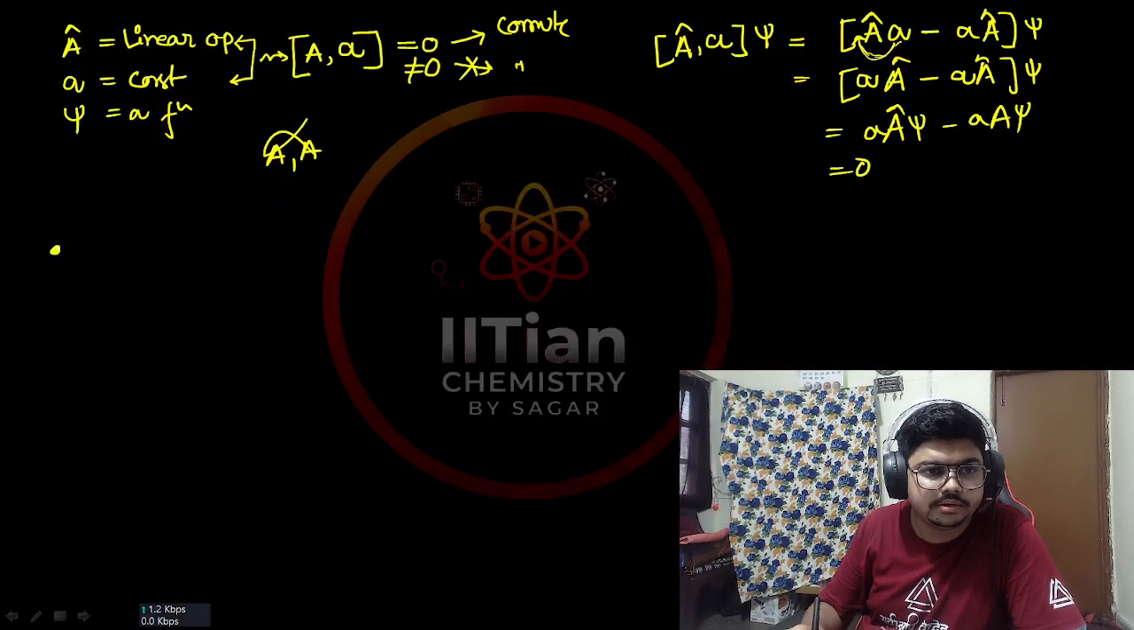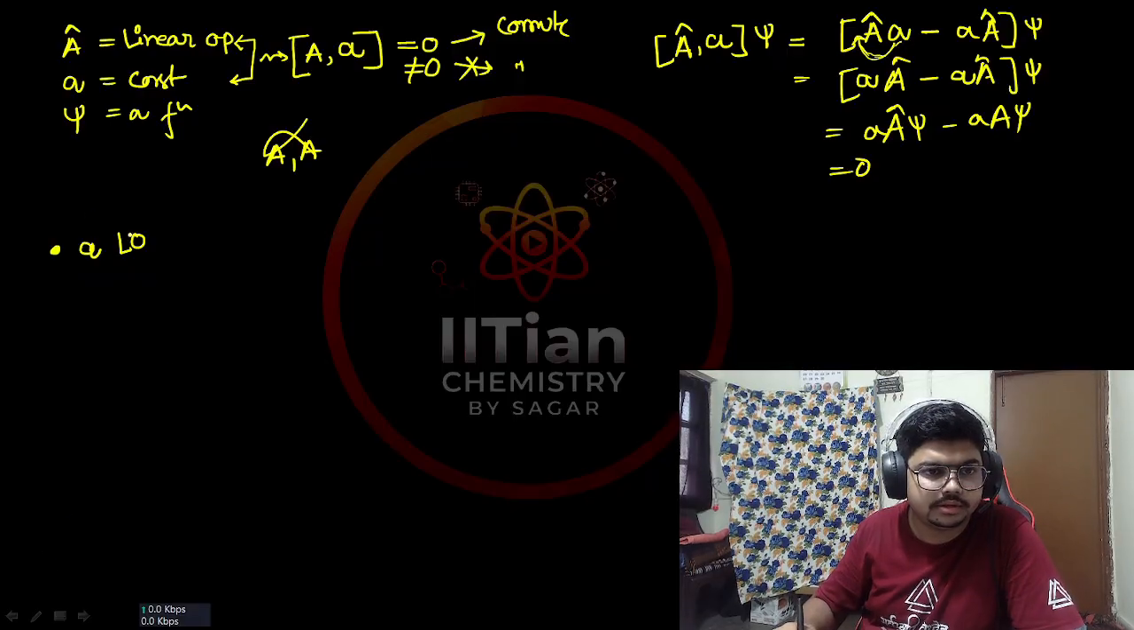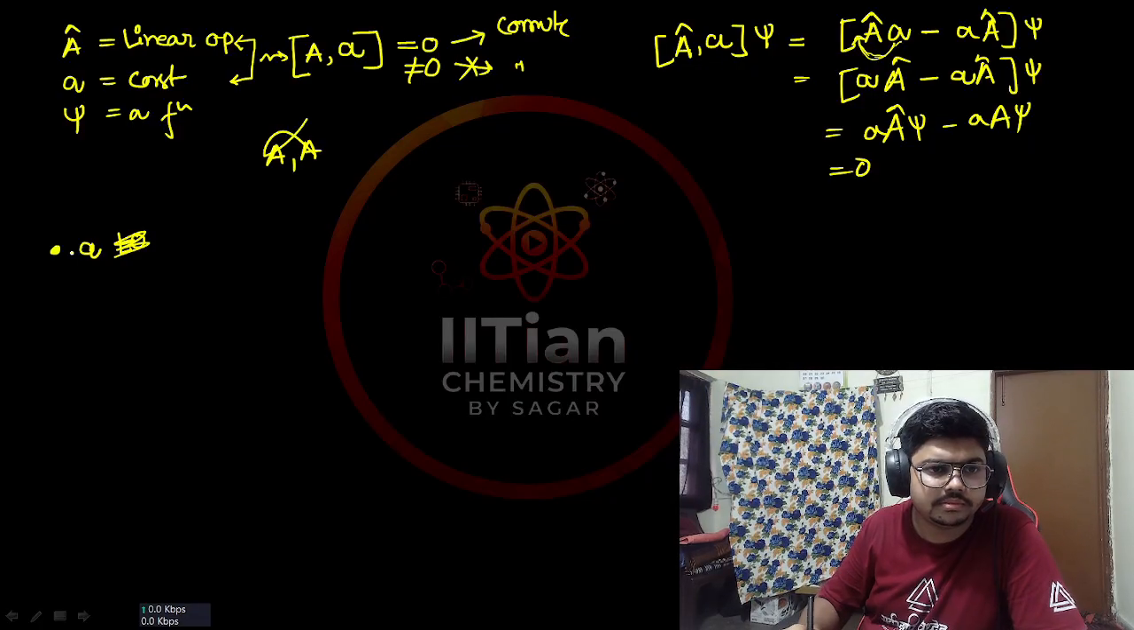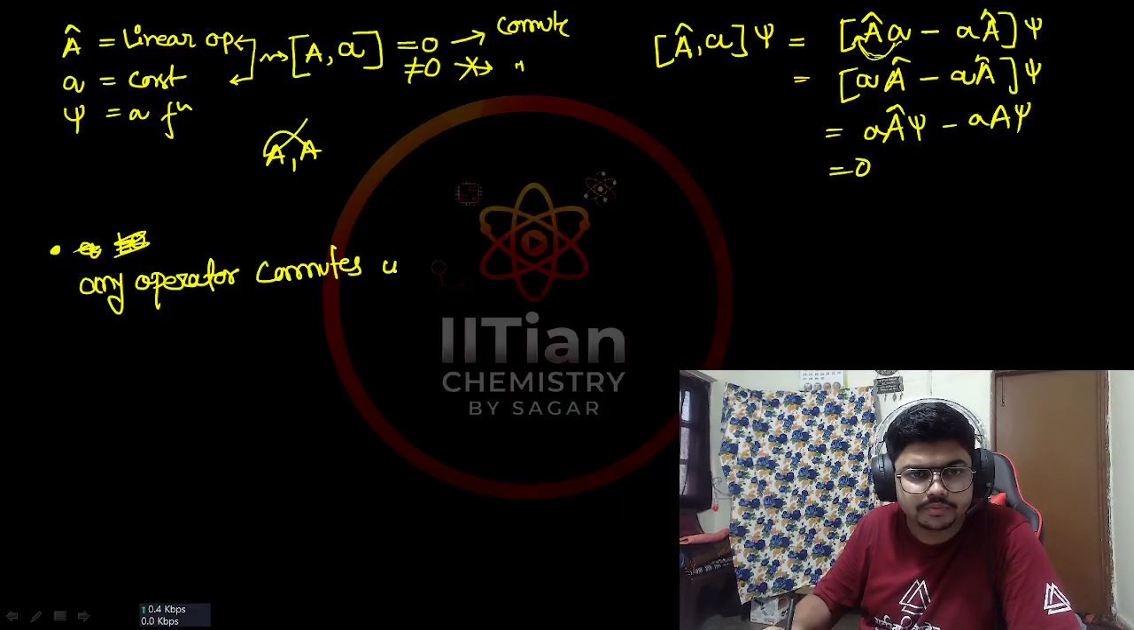Second property, or second note. A linear operator, sorry, it is not a property of a linear operator. I just write it like this. I'm not getting the eraser option. Okay, say any operator commutes with itself and its power.